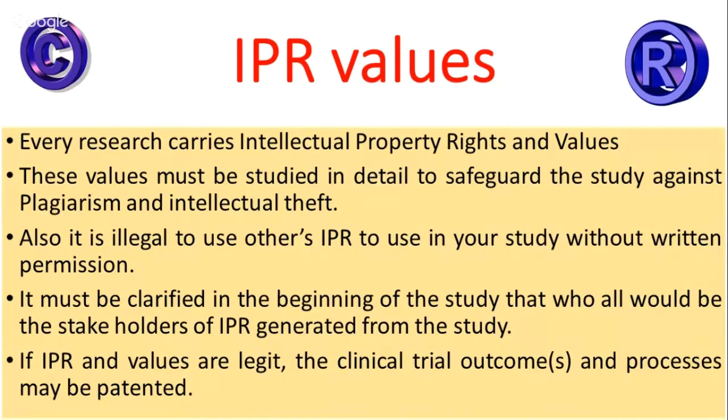Because it is illegal to use others' IPR in your study without taking prior permission, it must be clarified in the beginning who would be the stakeholders of the IPR generated. If a good IPR is generated, everyone wants to encash it. But if it is clarified in the beginning that these persons, one, two, three, four, or n number of persons, would be the stakeholders of these intellectual property rights, there won't be any conflict. This is called conflict of interest. You must have seen in peer review publications that this study does not have any conflict of interest because the IPR values were defined in the beginning and no third party or third person has any objection to those values.